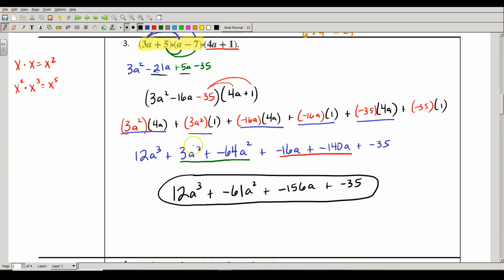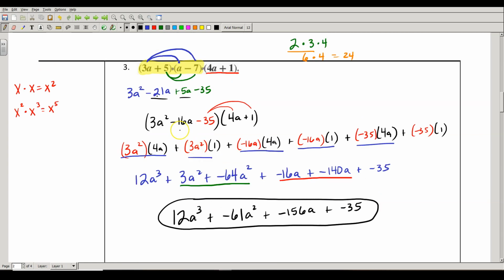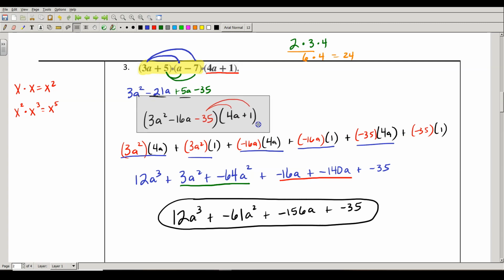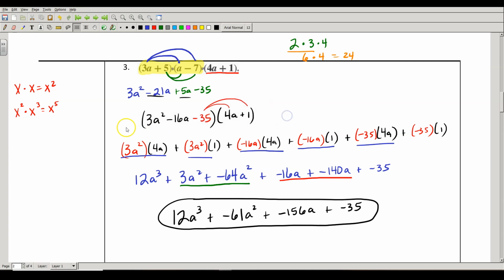So again, this one is obviously more work than just your typical FOIL or distribution because we had to do it again. And the thing that might be different is this part right here. We're multiplying a trinomial by a binomial, so there's simply more things to multiply out. And we think of that as we're going to distribute those things out. So that is example 3.